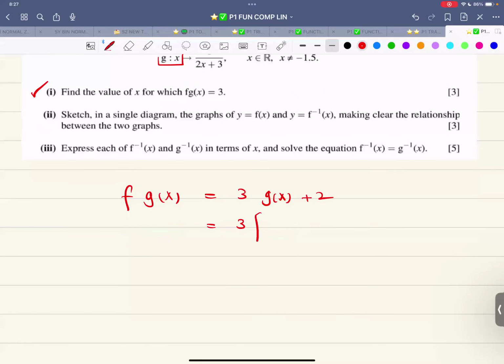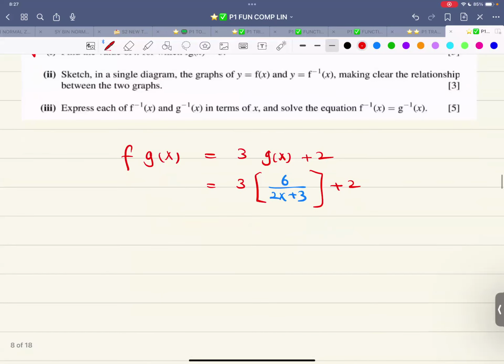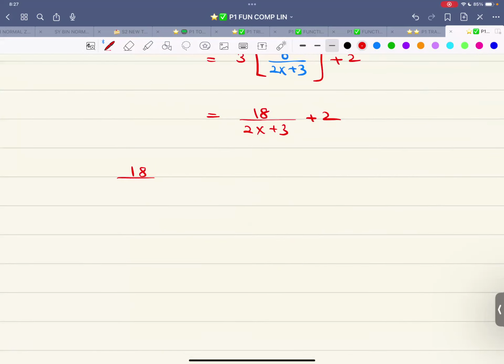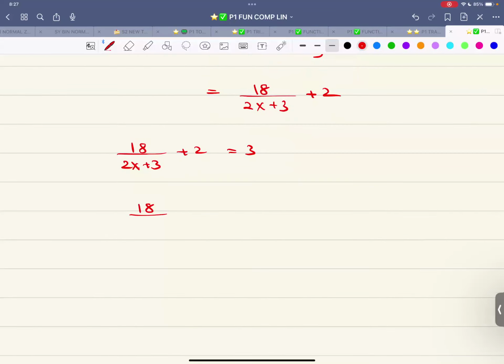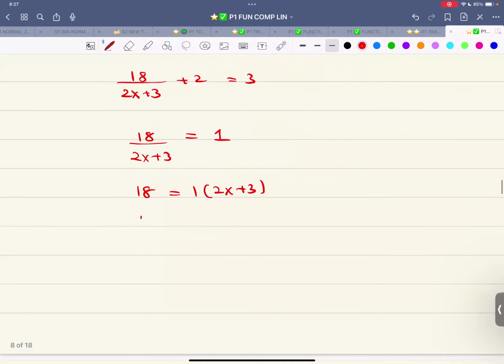That is 3 times, what is g(x)? That is 6 over 2x plus 3. This is 6 over 2x plus 3, close the bracket, plus 2. And just simplify it a bit. So this is 18 over 2x plus 3, plus 2. That is f of g(x). Equate it to 3. So 18 over 2x plus 3 plus 2 equals 3. 18 over 2x plus 3 is equal to 1. 18 is equal to 1 times 2x plus 3.